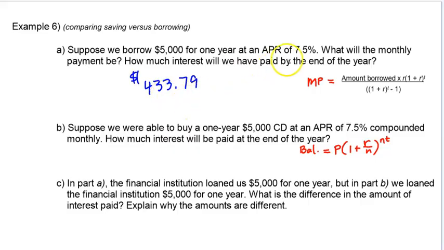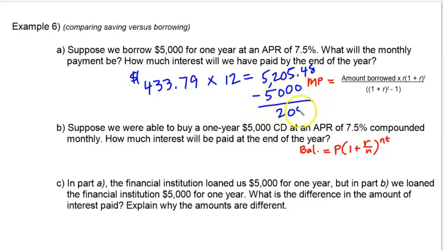So determining how much interest we will have paid, we take the $433.79 monthly payment and we're going to multiply that by 12 months, 1 year, and you'll get $5,205.48. $5,205.48 is the total of all the payments that were made. So the interest amount of that would just be subtracting off the original principal, and that would be $205.48.